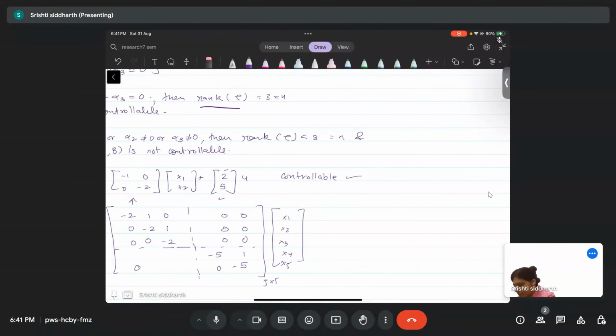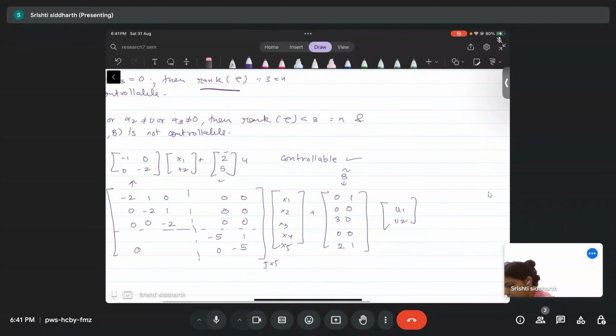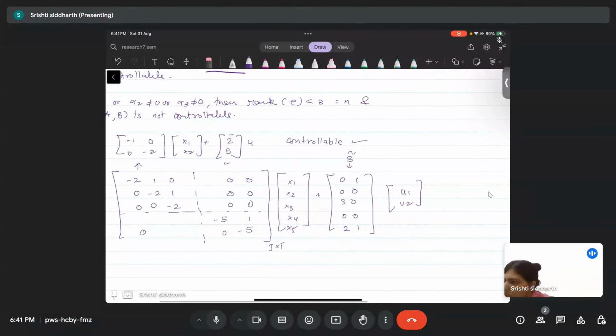Okay. So we already have the B tilde matrix here. So this is 0, 1 for 5 states, 0, 0, 3, 0, and then 0, 0, and 2, 1. So this was a multi-input system, U1, U2. So now let's check.